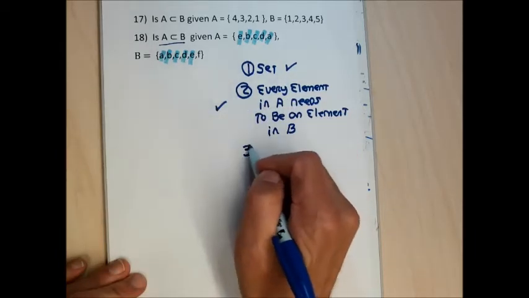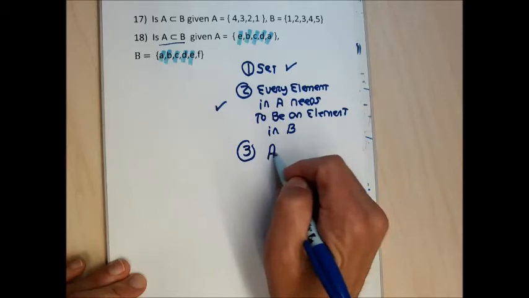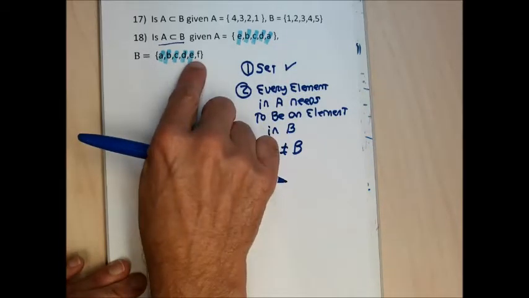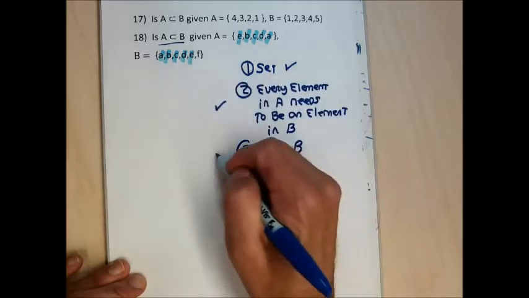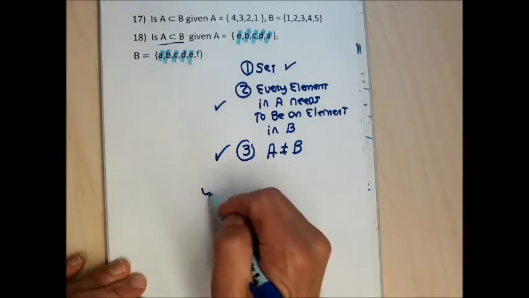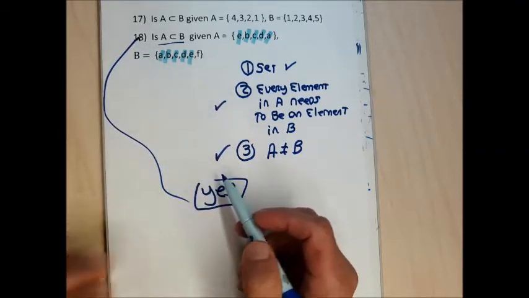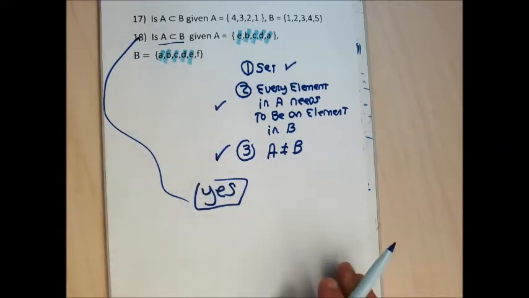Rule 3, because this is a proper subset, A is not allowed to equal B, and A doesn't equal B because B has an F in it that A doesn't have, so rule 3 is satisfied that they're not equal. My answer to problem 18 is going to be yes, because it satisfies all 3 rules of being a proper subset.